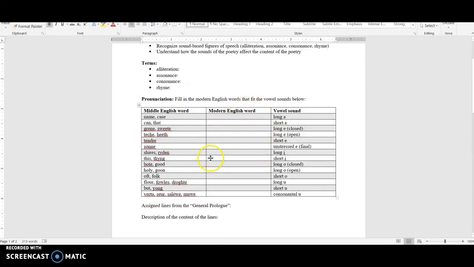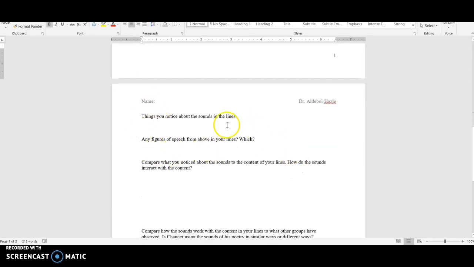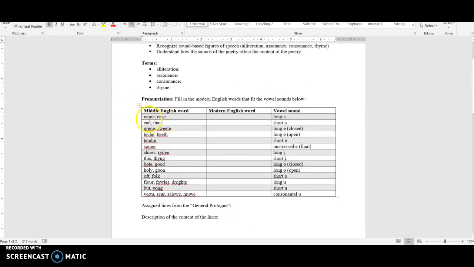So yes, you will fill out this little chart of Middle English pronunciation, but you're also going to be thinking about, what am I noticing about the sound, and how can that thing that I notice about the sound help me understand something about the content? So that's what we're going to work on now, is getting you to be able to understand what you're hearing.